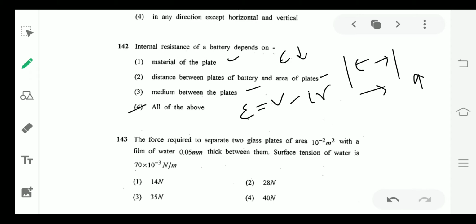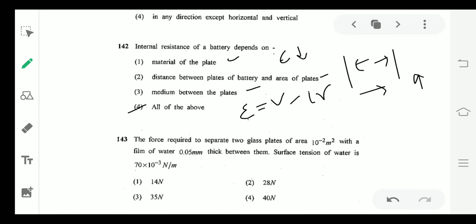Now let's move to the next question. The force required to separate two glass plates of area 10 raised to power minus 2 meter square with a film of water 0.05 mm thick between them. Surface tension of water is 70 into 10 raised to power minus 3 Newton per meter.